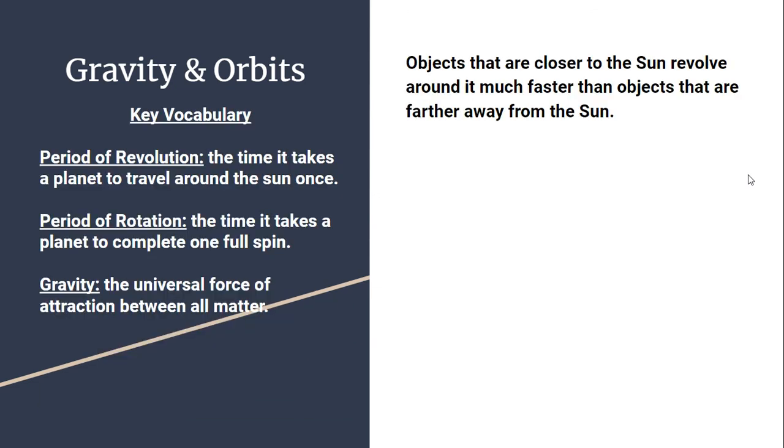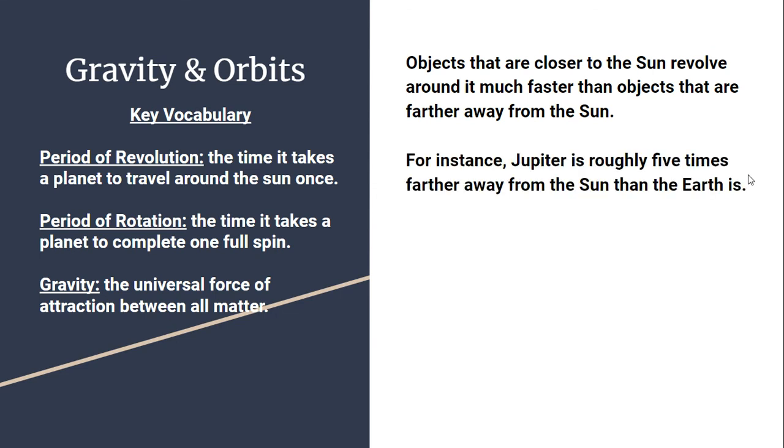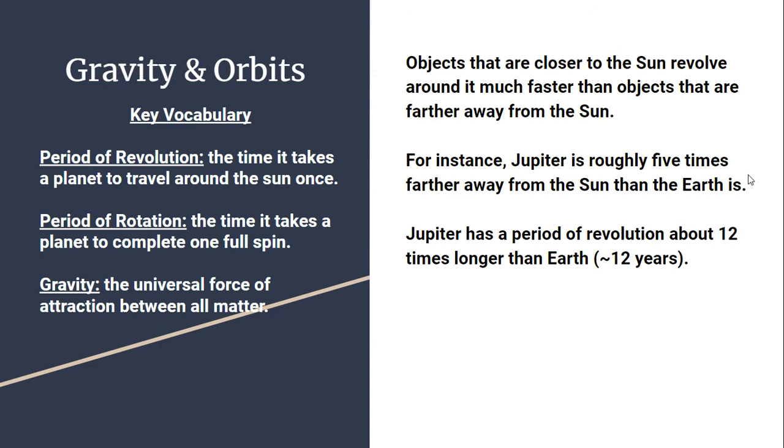It's important to remember that idea about distance as well. How close a planet or an object is to the Sun affects its orbit. Items that are farther away orbit much slower. Objects that are closer orbit much quicker. For instance, Jupiter is about 5 AUs away from the Sun, or about 5 times as far away from the Sun as the Earth is, but its period of revolution is about 12 times longer than Earth, which would be about 12 years on Earth to make one full revolution.